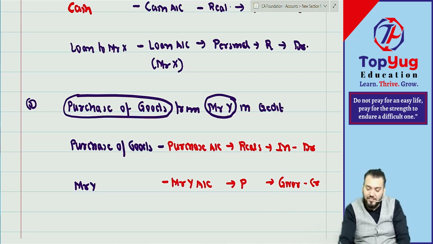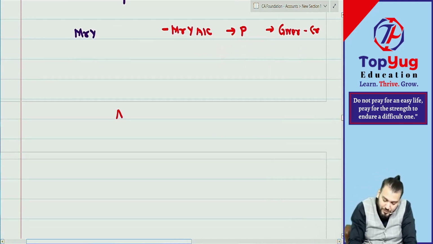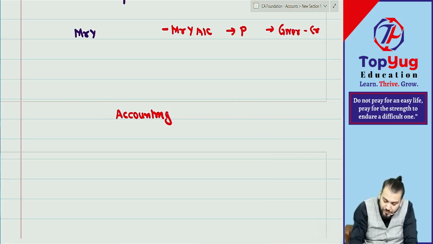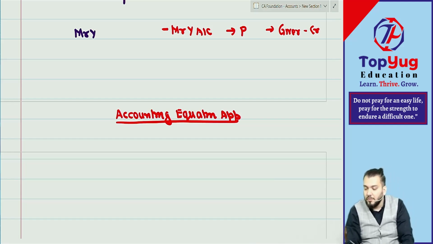Correct now. So let us introduce what? Accounting equation approach. Write down accounting equation approach. Understood? So from this, it means we need to form some equation here.